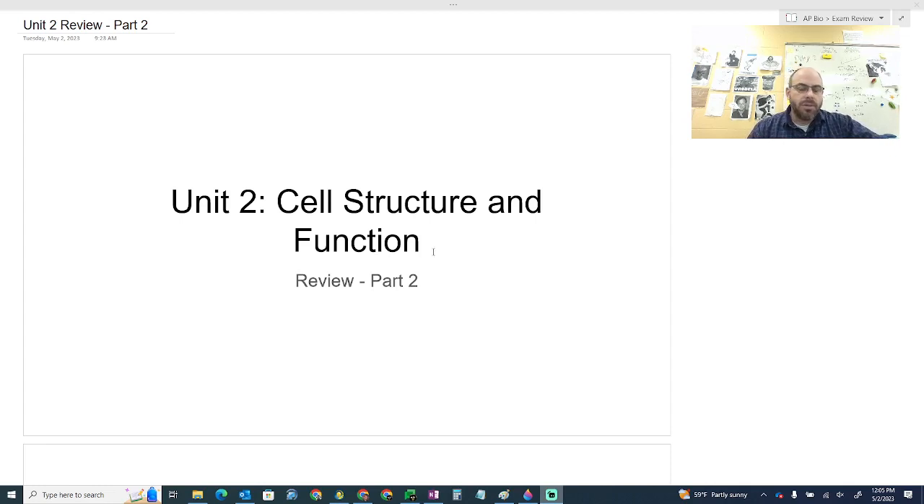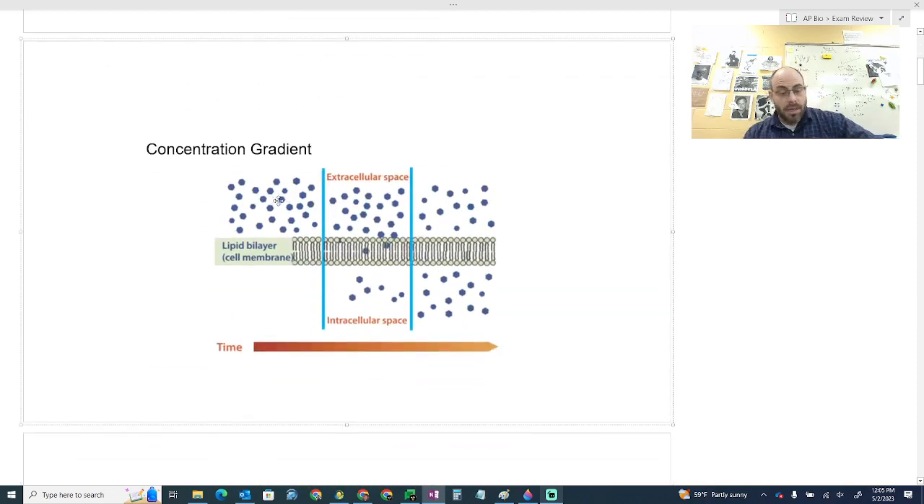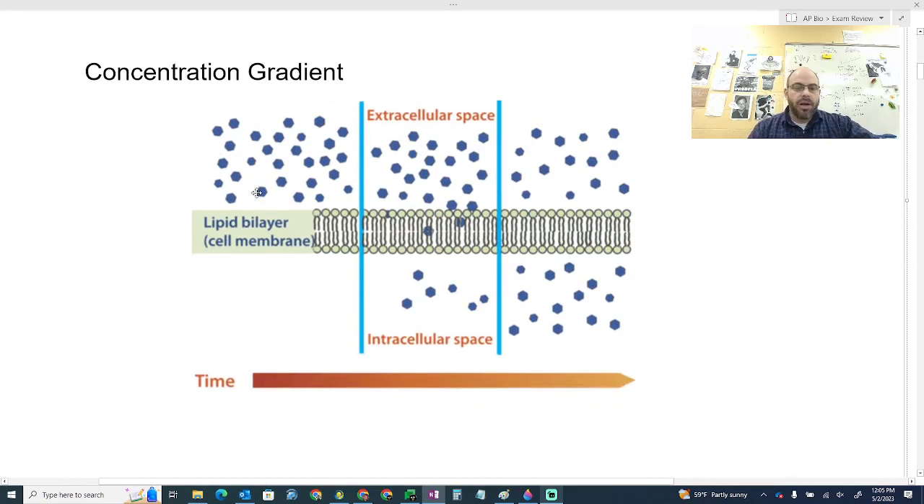So let's go into the second part of cell structure and function, which is primarily going to be dealing with membrane permeability and concentration gradients and all the like. What is a concentration gradient? A concentration gradient is simply when you have basically two areas. In this case, we're going to be talking about the inside and the outside of a membrane. And one of those areas has more concentration than the other area.